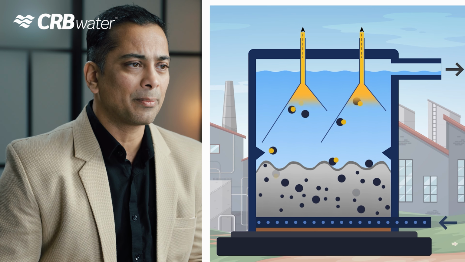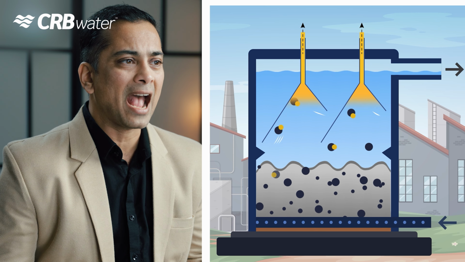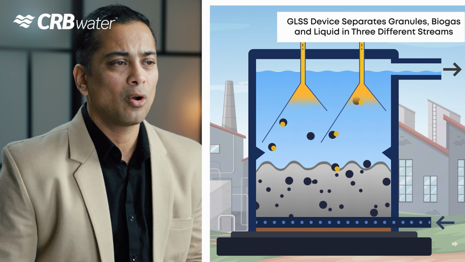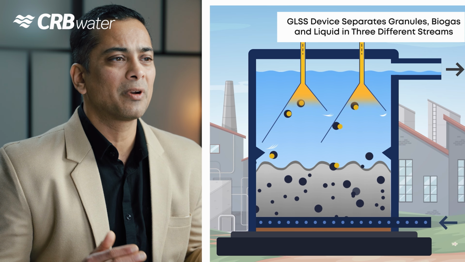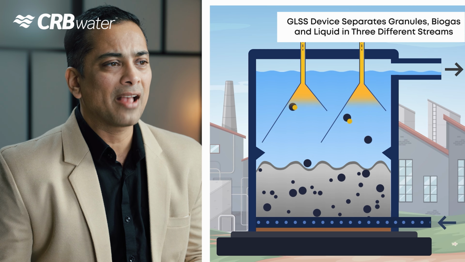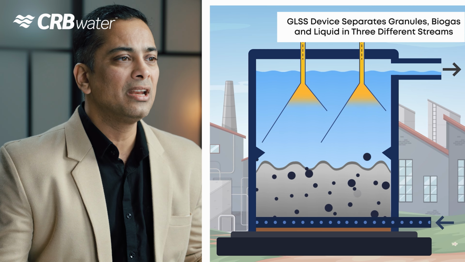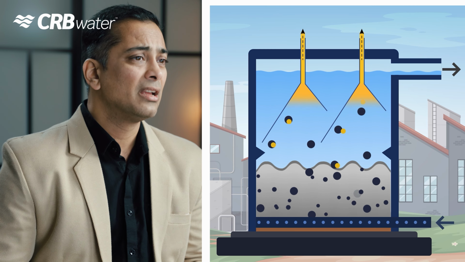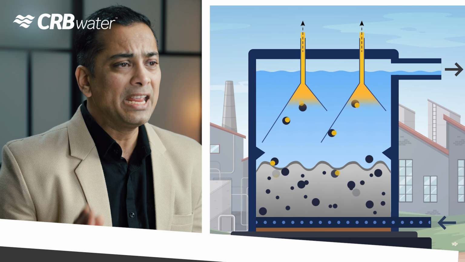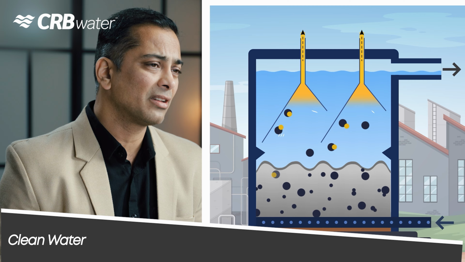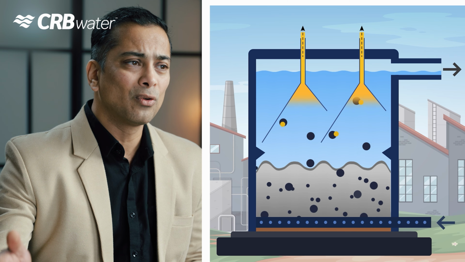The three-phase separator, also called the gas solid liquid separator or GLSS device, located in the headspace of the reactor, separates granules, biogas, and clean water into three different streams. The collected biogas is sent to the biogas pipeline. The clean water, free of granules and pollutants, is sent to the effluent pipe.